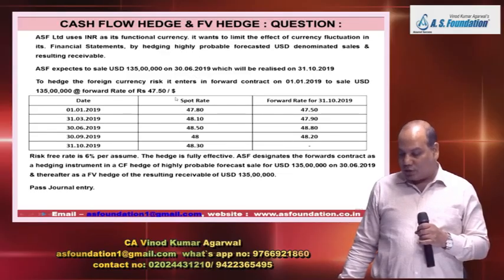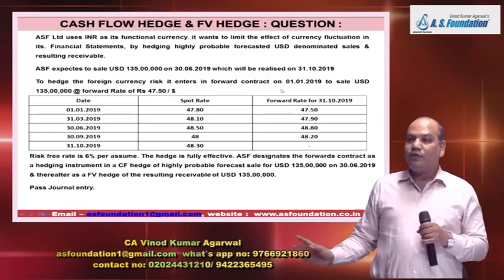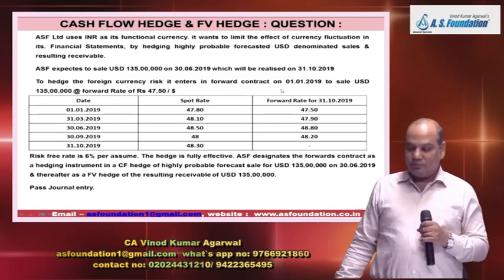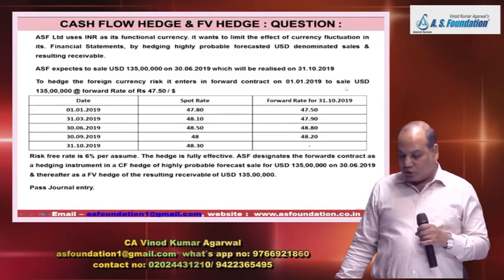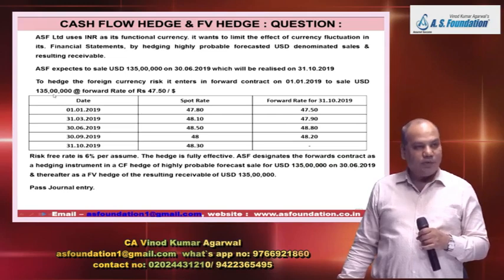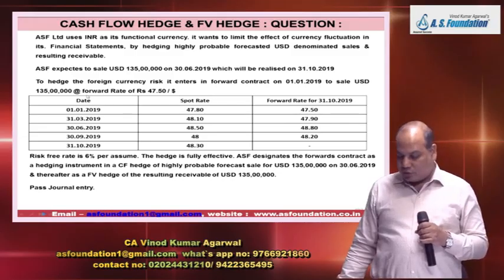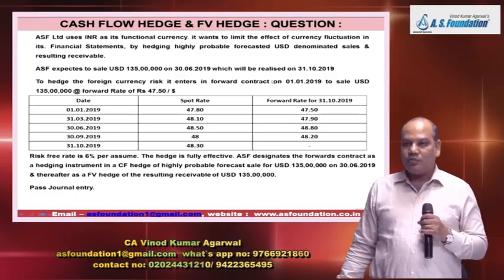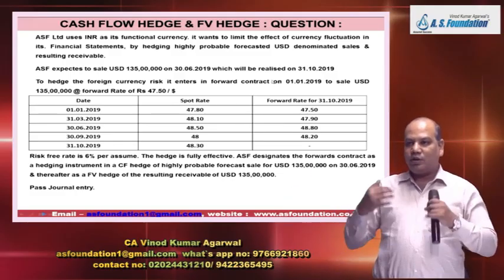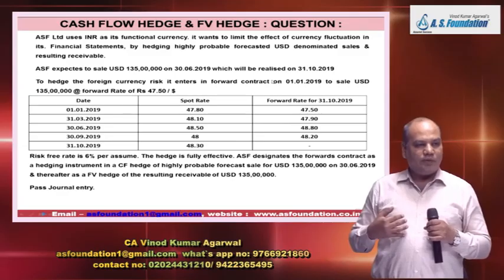To hedge the foreign currency risk, it enters into a forward contract on 1st January 19 only to sell USD 1 crore 35 lakh at a forward rate of rupees 47.50 per dollar. So when are you going to convert this dollar into rupees? On 31st October. That day you will receive the payment from the customer.